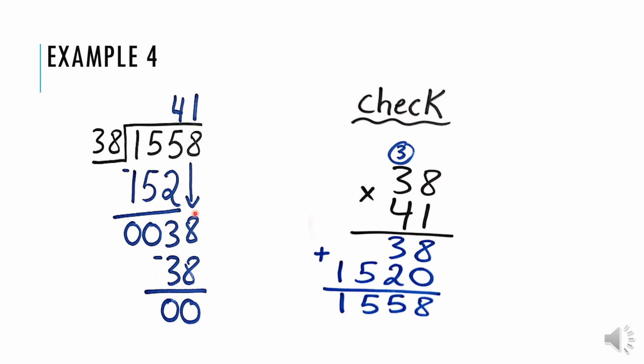Since we brought down a digit from the dividend, I should repeat the whole long division process. Now I have 38. How many 38s do I need to make 38 or almost 38? I only need one 38, so 38 times 1, it's 38. I subtract them, I'll get a 0. Now I have to check my answer. 38 times 41, you will get 1,558. It's equal to the dividend.